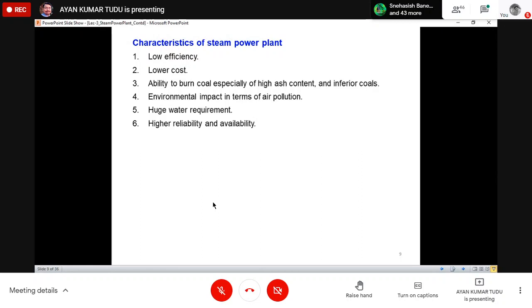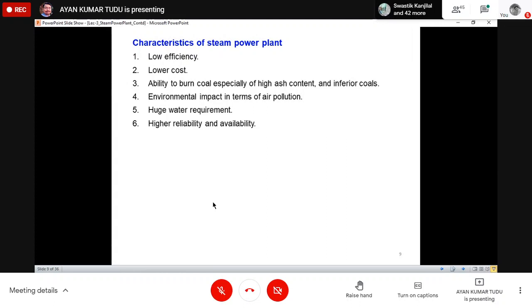Means starting a steam power plant from cold start, if we start from the very beginning to burn a boiler and produce power from a steam power plant, it will take around a minimum of 48 to 72 hours. Means that is around 2 days to 3 days.